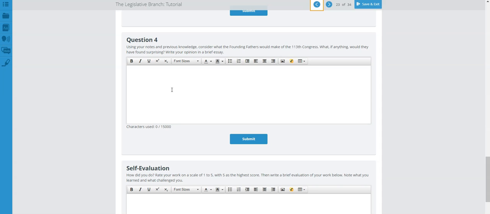Question 4 is asking you, use your notes and previous knowledge, consider what the founding fathers would make of the 113th Congress. What, if anything, would they have found surprising? Write your opinion in a brief essay. By a brief essay, we mean at least 3 solid paragraphs. Please do not do like 2 sentences or 1 paragraph. An essay has to have at least 3 solid paragraphs. For example, you need to have an introduction, a body paragraph, and a conclusion. And based on the information that is being asked, it should be fairly simple.